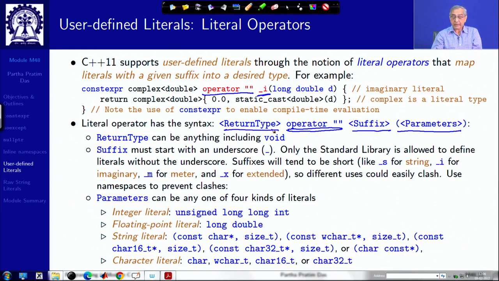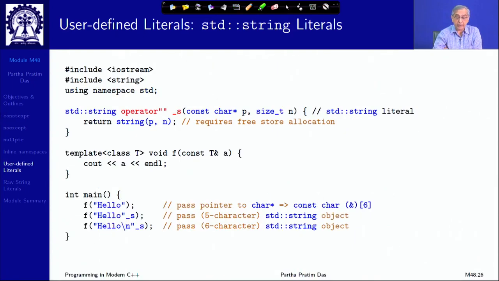The restrictions are that the suffix has to start with an underscore, otherwise non underscore names are reserved for the standard library, and parameters can be of certain types only: either an integer literal, a floating point literal, a string literal or a character literal, but the return type could be anything. You can take any of these and convert to a return type literal of your choice. So, let us see what it does.